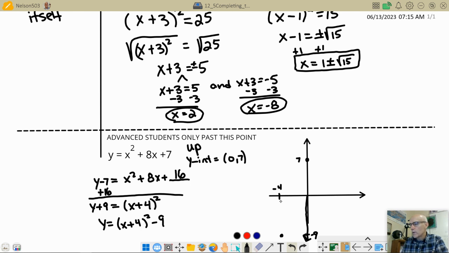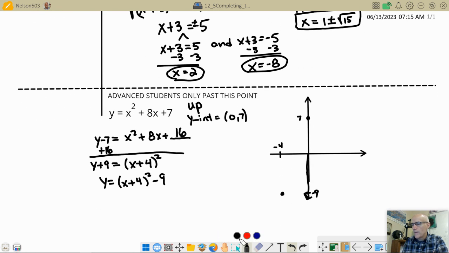Now let's see, I know my vertex is down here. How could I find the x-intercepts? Well, I could stick a 0 in for y, right? So let me push this up a little bit here. I could put a 0 right here for y, and I could move the 9 to the other side. So if I do that, I would get 9 equals x plus 4 quantity squared. Then take the square root of both sides. So I get plus or minus 3 equals x plus 4. Now I'm going to subtract 4 from both sides, and I get x equals 4 plus or minus 3.